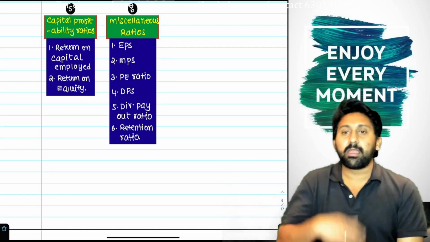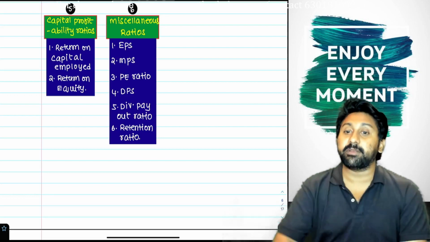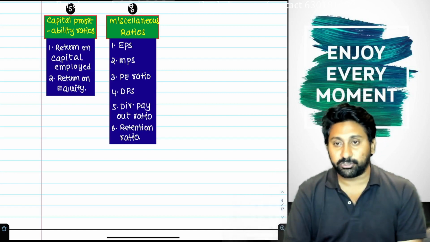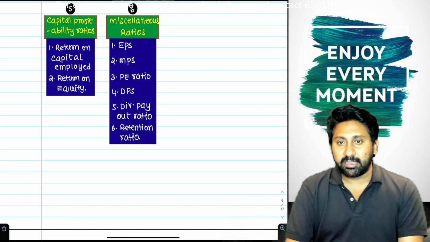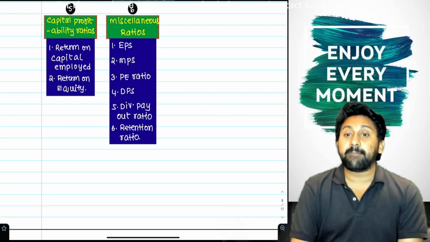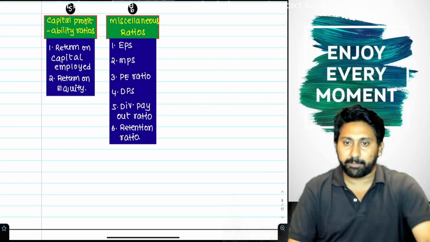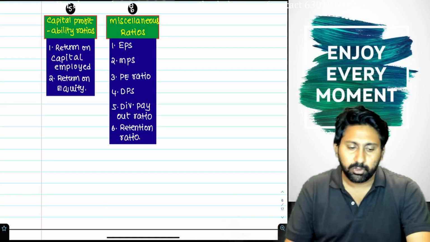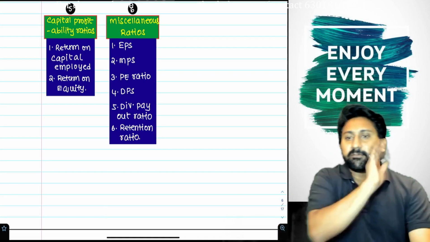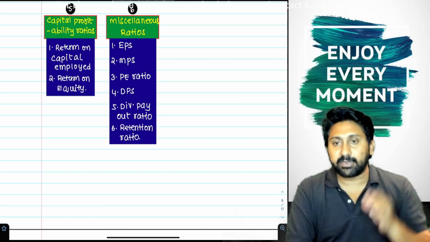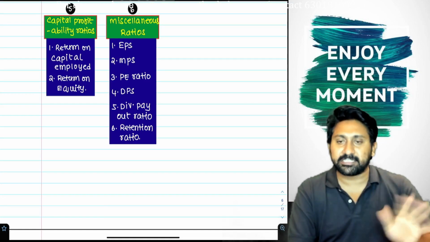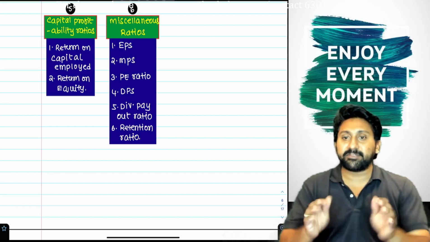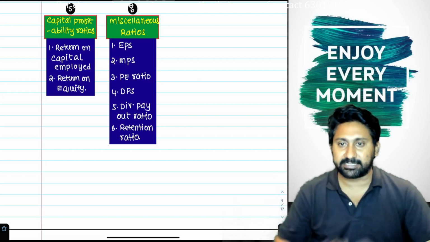Okay, now the point is why these liquidity ratios? Liquidity ratios are given in order to understand whether a company is a solvent company or an insolvent company. When people invest in the company, they want to know to what extent this company is solvent. Means, is this company in a position to pay its short-term liabilities or not? If I just say it like this, no one will understand. I will use a simple example.